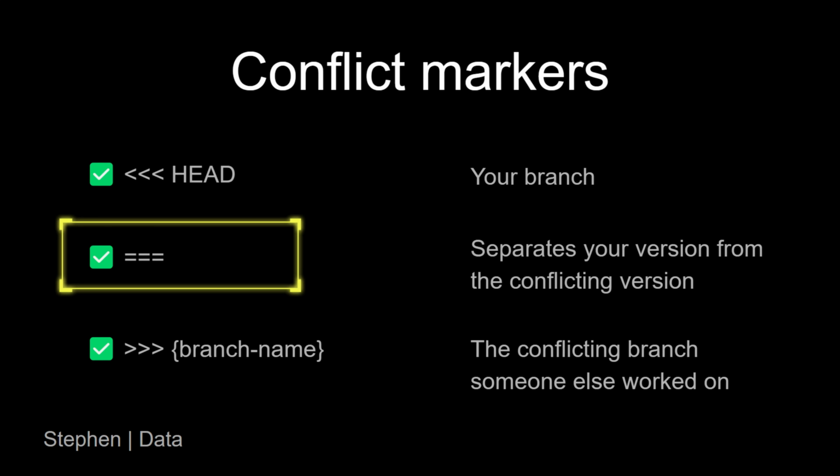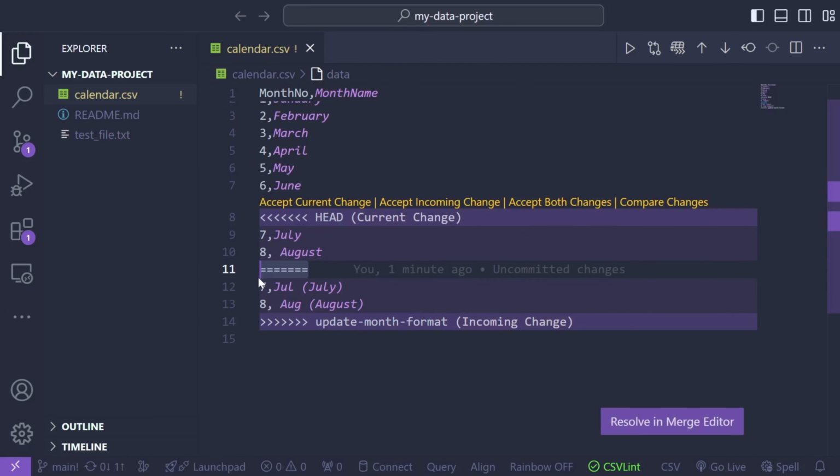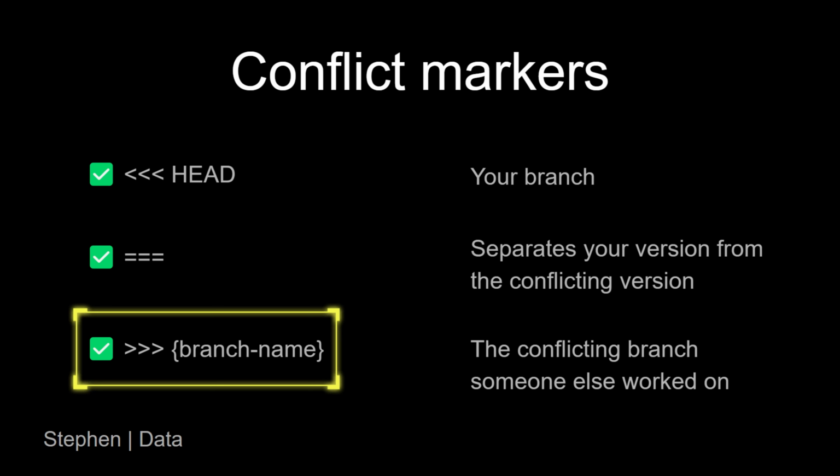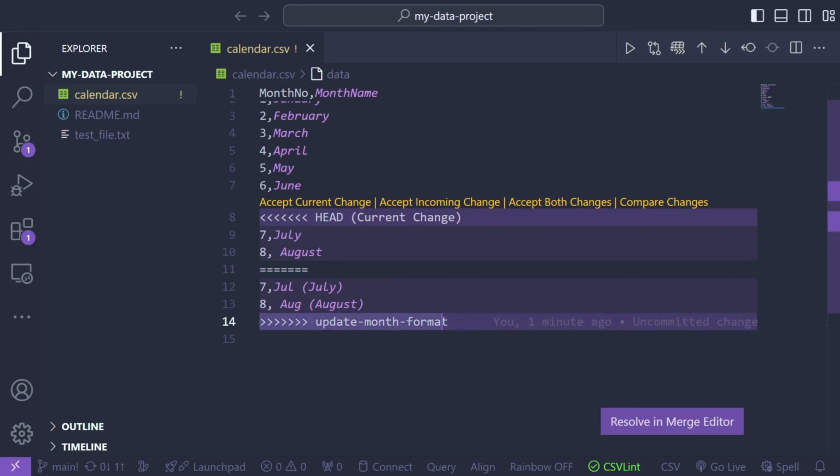So everything between the head and these lines of equals represents our version of the file. All these equal signs just separate the two versions conflicting with each other. Now this part here is the end of the conflict section. Everything between the line of equals and the update month format branch represents our colleague's version of the same file. Now this conflict exists because Git doesn't actually know which version to go with, and so it's asking us what parts of the file we want to keep and what we want to get rid of.